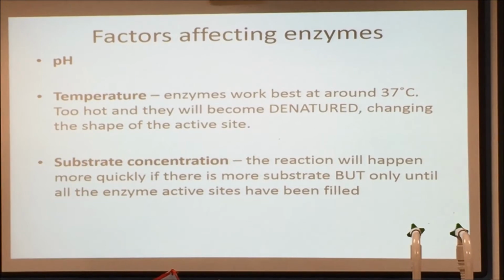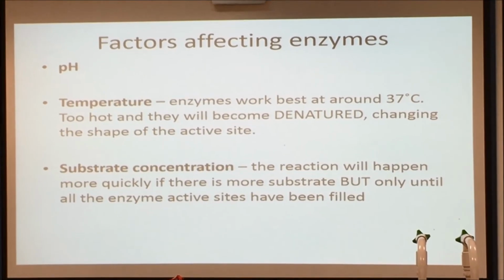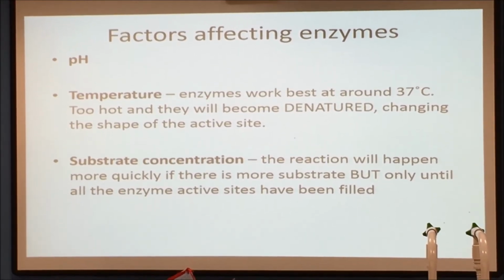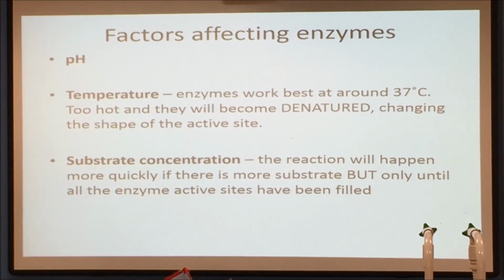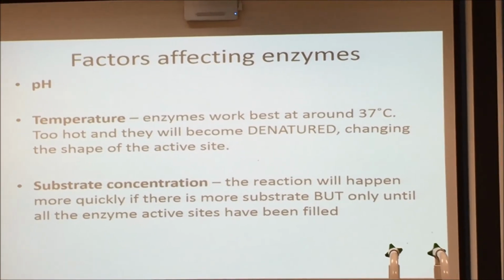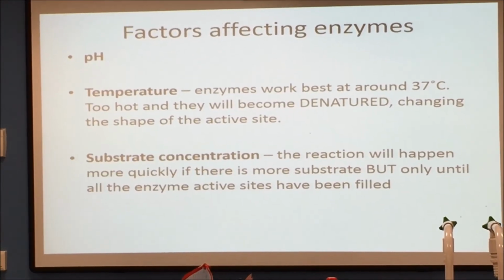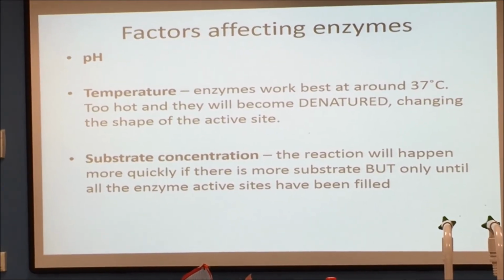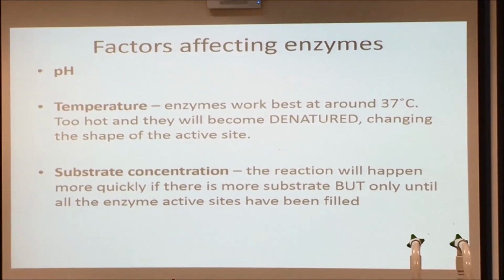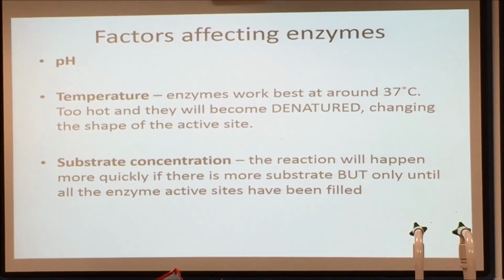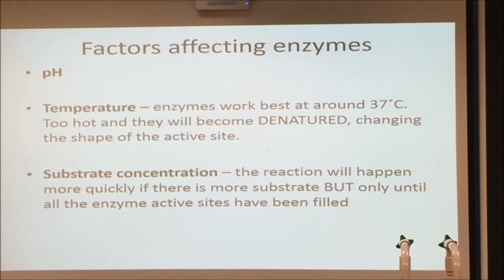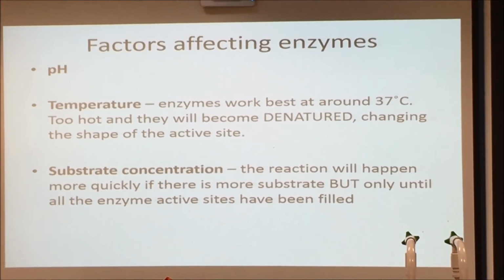Things that can affect enzymes. pH. Some enzymes are really, really good at working in acidic conditions. Some aren't. So that pH is really important for them to work. Temperature. Enzymes work best at around 37. Why is that? What do you know about 37 degrees? Body temperature. Okay. Too hot and they'll become denatured. That means their shape changes. Too cold, they're not going to work quickly enough, so they're not going to be useful for us anymore. Substrate concentration. If we've got plenty of substrate, our reaction's going to happen quickly, but only until all of those enzyme active sites have been used.